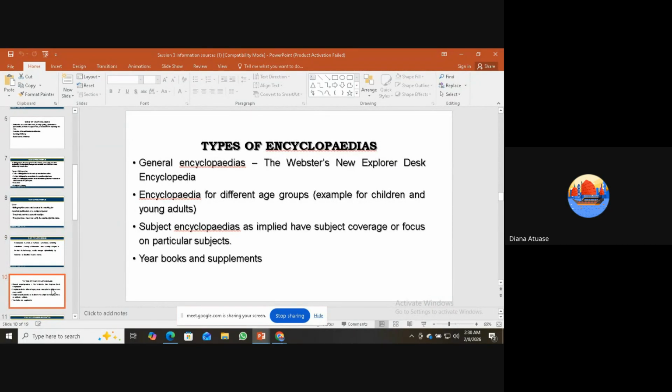So we have types of encyclopedias. We have the general one. A general encyclopedia covers all subject areas.